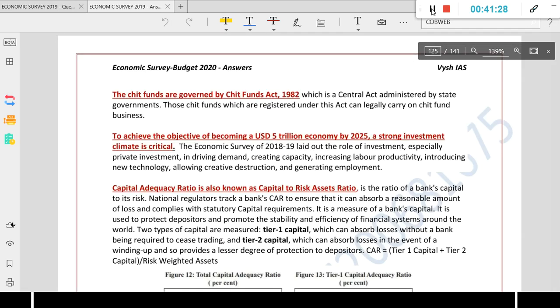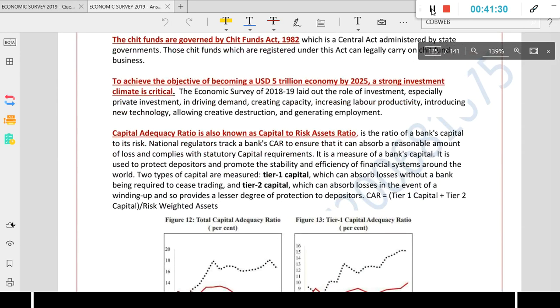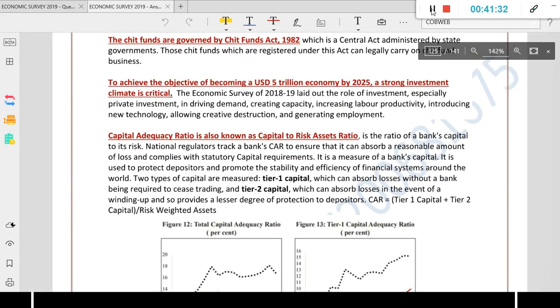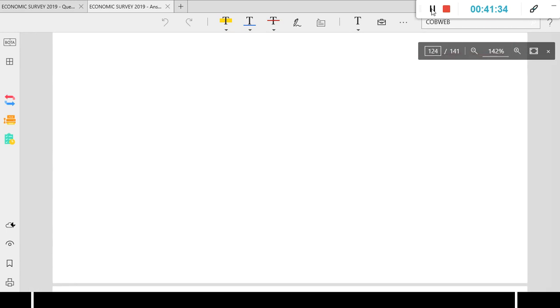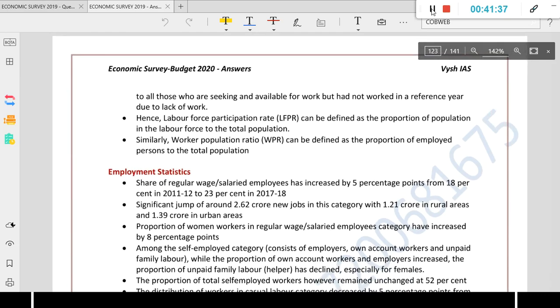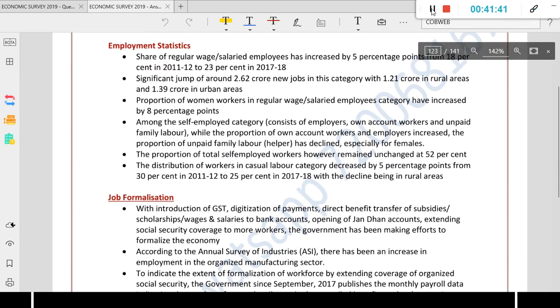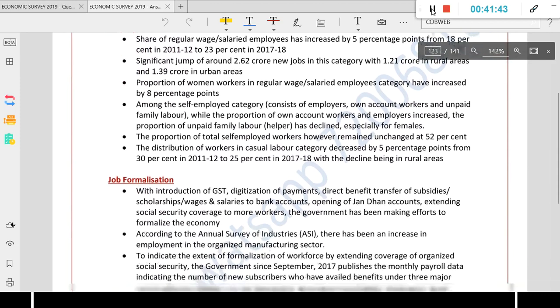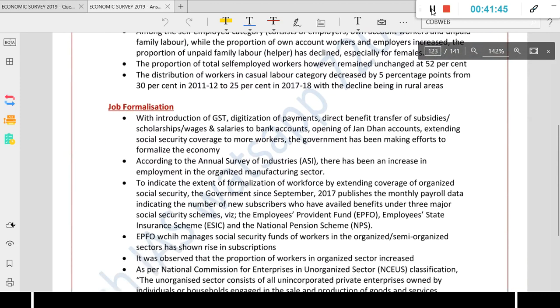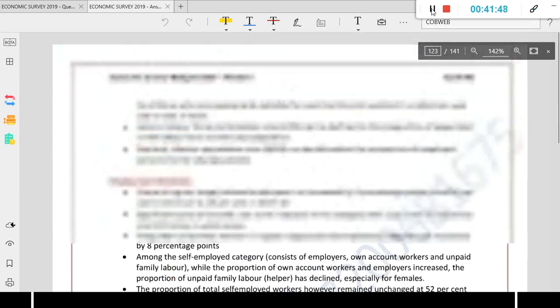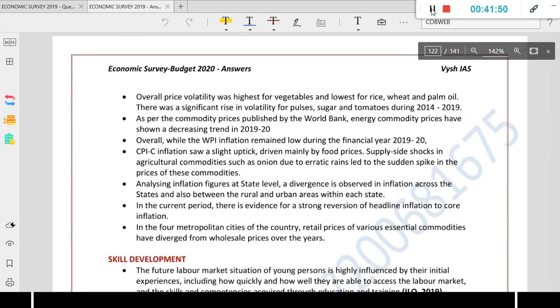Okay, see, capital adequacy ratio, it was there in a UPSC question recently, 1 year back. What is CAR and whether the bank should maintain it. Employment statistics, these are all for mains. Okay, job formalization, these are all your potential mains questions, and I have given you bullet points like this. In your economic survey when you read, you will not get it in this simple format. So I have done the entire thing for you.